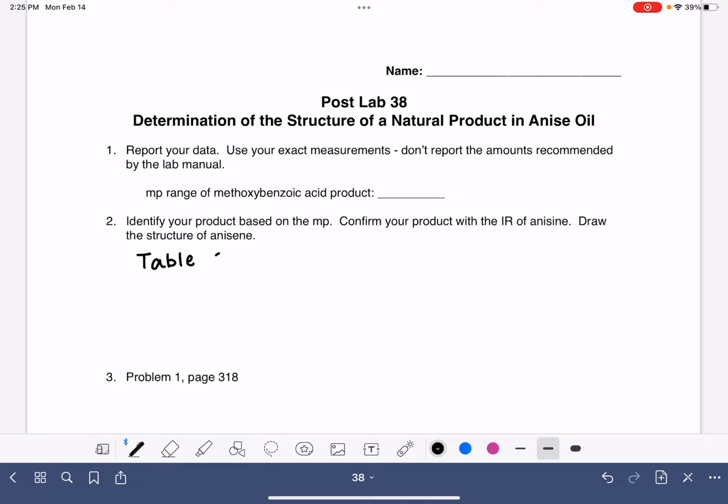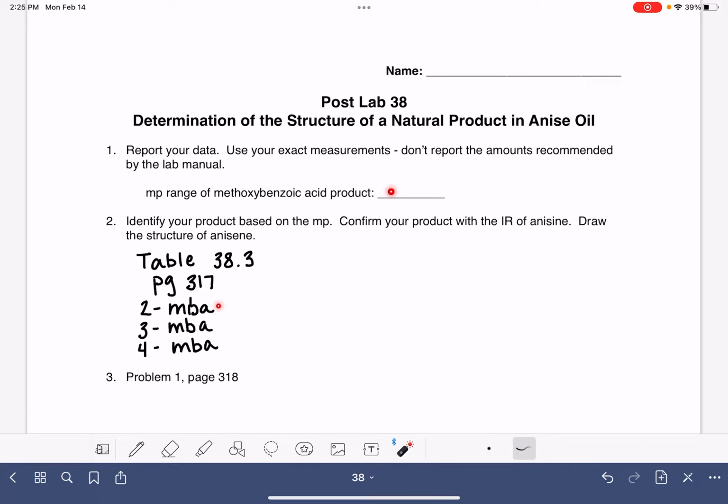There are 3 possible products for this reaction, and the melting points of those 3 possible products are in table 38.3, which is on page 317. Your possible products are 2, 3, or 4 methoxybenzoic acid. I'm just going to abbreviate that MBA. So you'll just be matching up your melting point with the melting points of these 3 different substances.